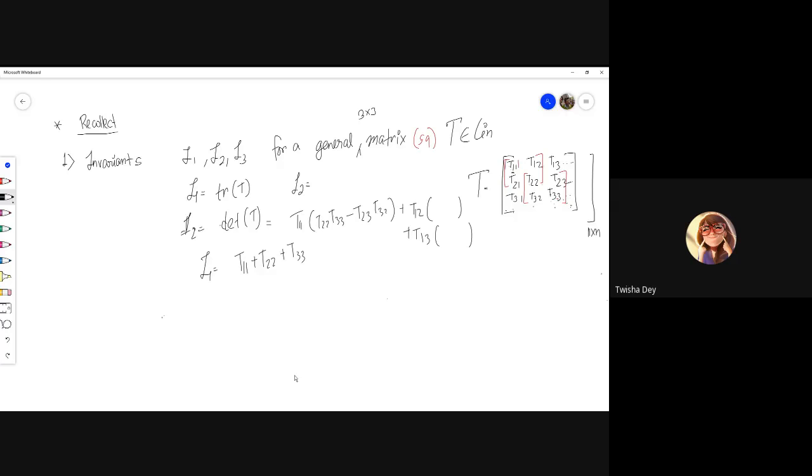T11 into T22 plus T22 into T33 plus T33 into T11, yes, those are right, minus T12 square, minus T23 square, minus T31 square. No, no, no, you are wrong here. T is a general matrix. T is not symmetric. The point being T12 and T21 are not the same.